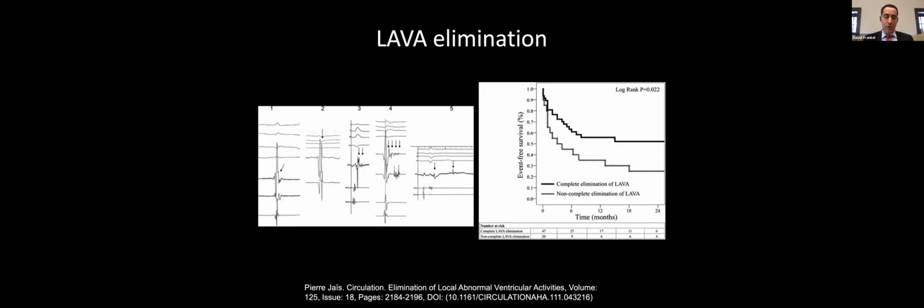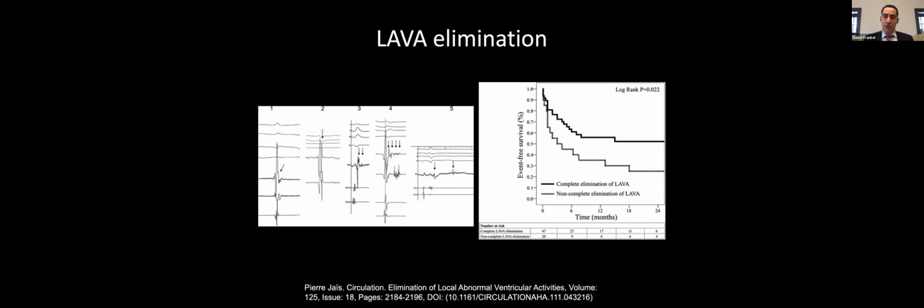The Bordeaux group, led by Pierre Jat in this paper, like to target LAVA, so local abnormal ventricular activities. You can see a whole bunch of examples here. We have fractionation. Here we have a late potential occurring after the end of the QRS complex. Sometimes you can bring these out better by pacing or giving extra stimuli.